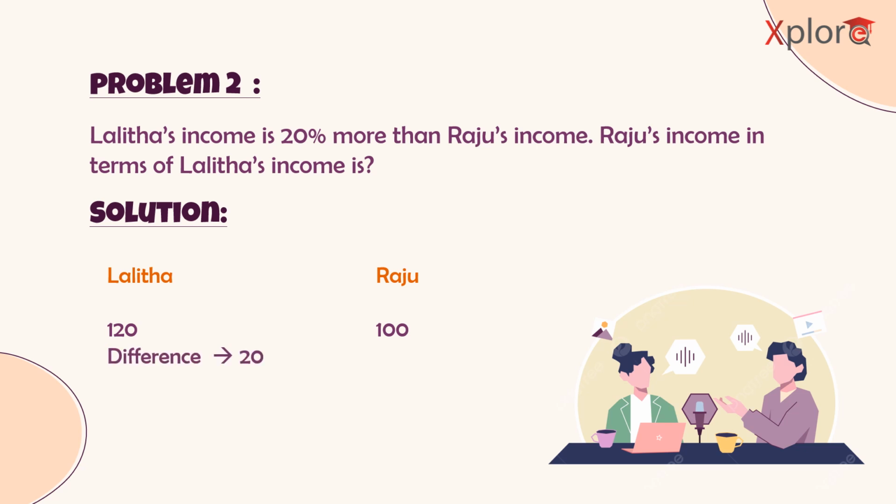So the difference is 20 between Raju and Lalita's income. Now the percentage change with respect to Lalita is 20 by 120 into 100, which is nothing but 16.66% less. So Raju's income is 83.33% in terms of Lalita's.